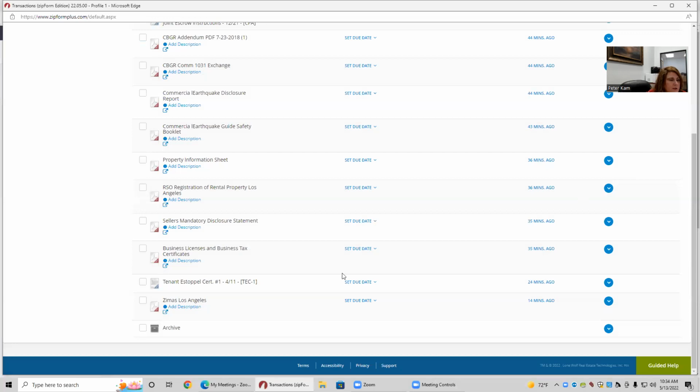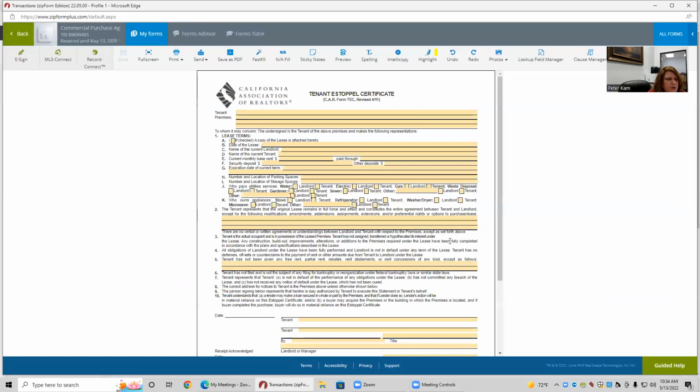Okay, so I'm going to pull up a tenant estoppel form. Most of you have probably seen these. So this is for the landlord. You can help them as an agent fill it out. It's going to state who pays for the utilities, the tenant or the landlord, the security deposit, the current rent. So this should be filled out in its entirety.